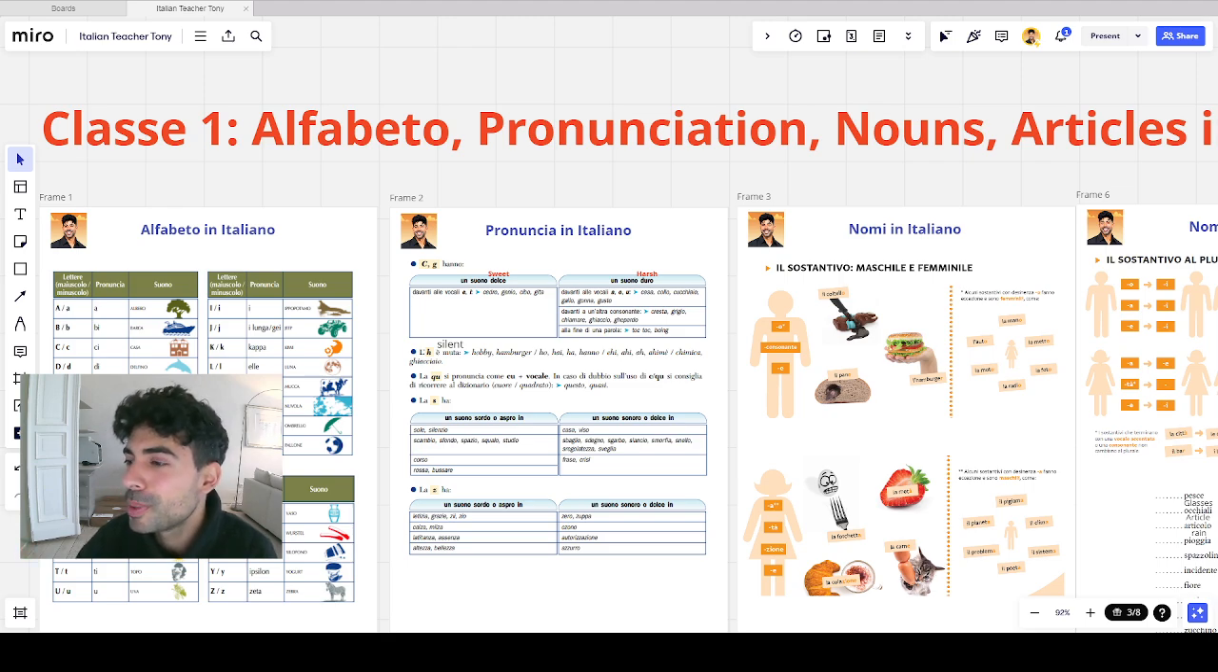We will then jump into nouns and how to recognize if the gender of a noun is masculine, feminine, or singular and plural. Together with it, we are gonna try to have a look at how to use articles in Italian, and at the end of the class we're gonna do some reading for beginners in Italian, and together we're gonna cover some basic grammar structure. And now let's just jump straight into it.